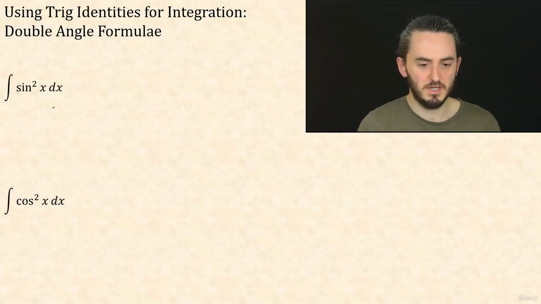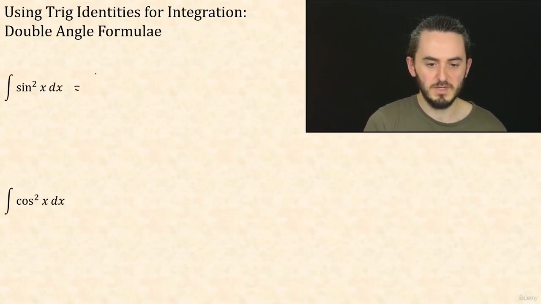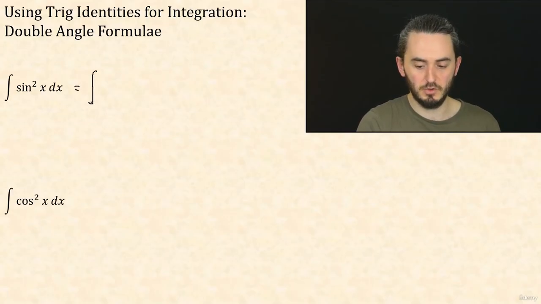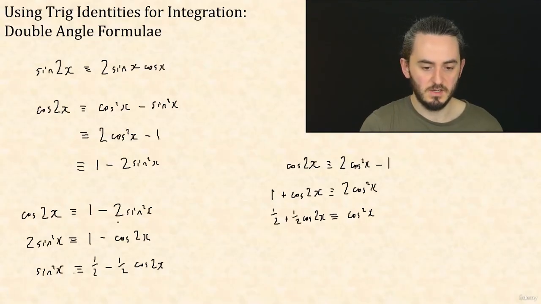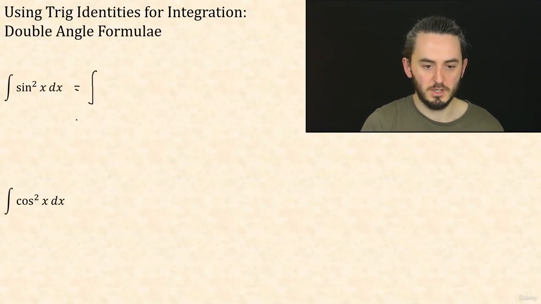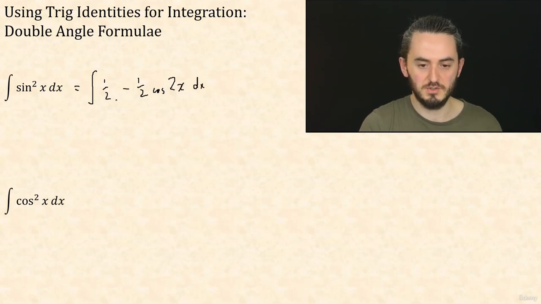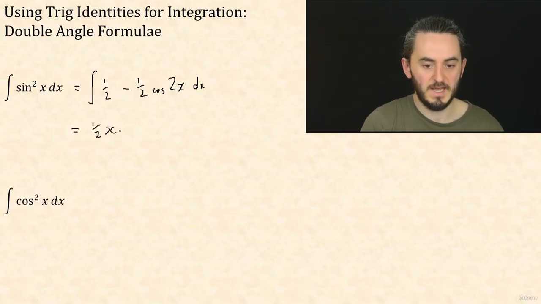So integrating sine squared x, I just rewrite sine squared x in the form that we just developed here, a half minus half cos 2x. So that is a half minus half cos 2x. Remember, that's not the integration bit, that's just using an identity. Now I can integrate. The integral of 1/2 is 1/2 x.